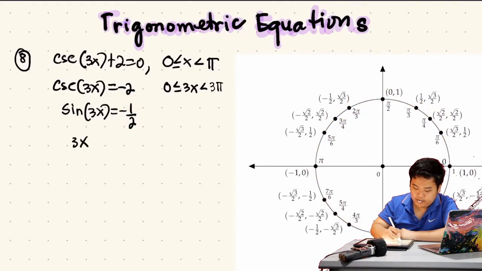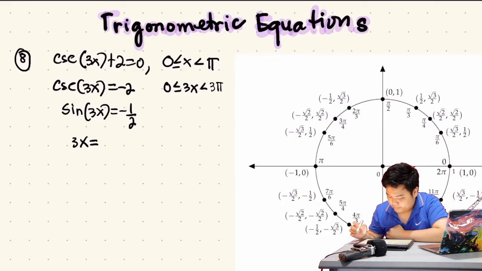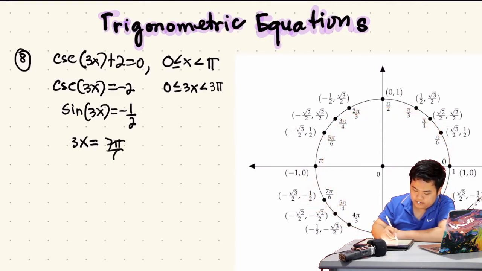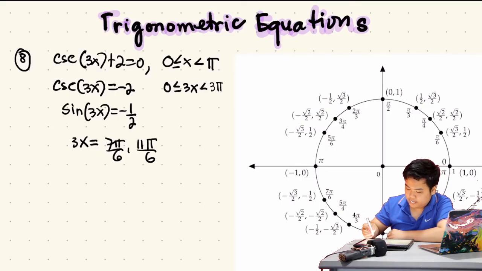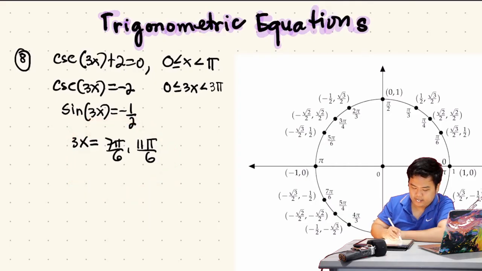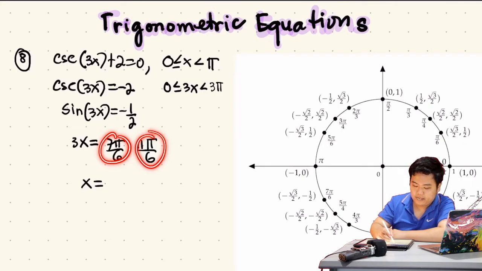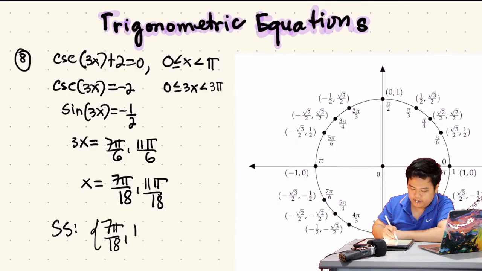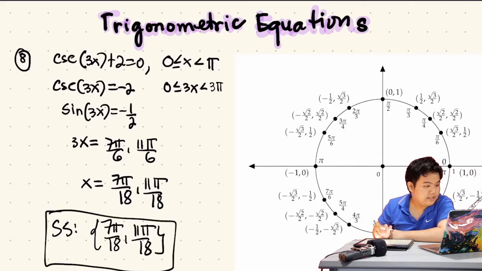So, ilan dun sa isa't kalahating ikot will give you a sine of negative 1 half. Okay, so our 3x will be, sino yung mga y coordinate na negative 1 half, 7 pi over 6 and 11 pi over 6, lista natin ha. Okay, so isa't kalahating ikot, diba? Kasi 3 pi. May magpapa-negative ba sa sine sa quadrant 1 and 2? Wala. Positive si sine dyan. So, itong dalawang value lang hinahanap natin. So, divide this one and this one by 3, we get 7 pi over 18, 11 pi over 18. So, the solution set is 7 pi over 18, 11 pi over 18. Yay! Second to the last na tayo.